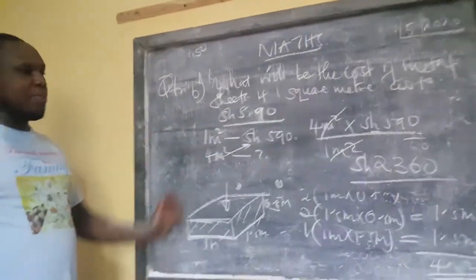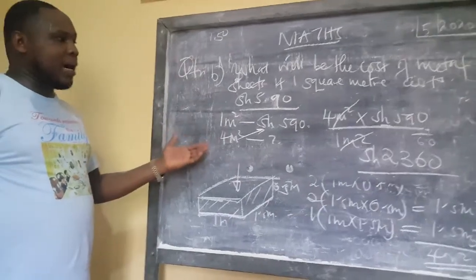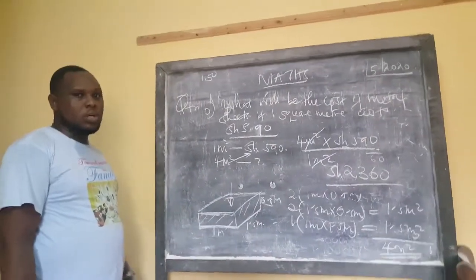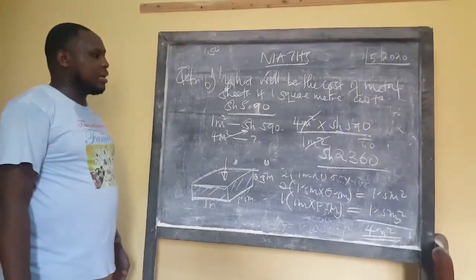That is the cost of the 4 square meters of iron sheet that is required to make this tank. So I was giving that question because most times in exams they bring such questions. So how are you going to handle such a question and get it right?